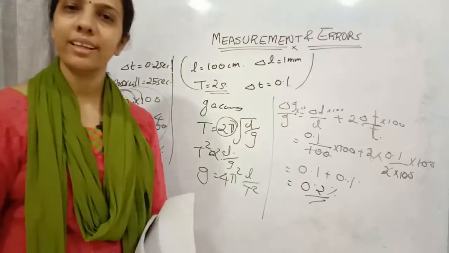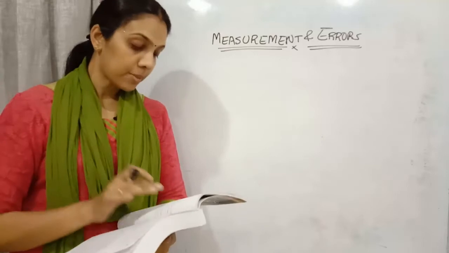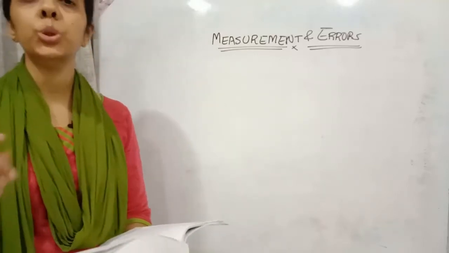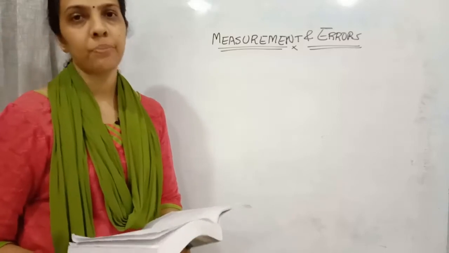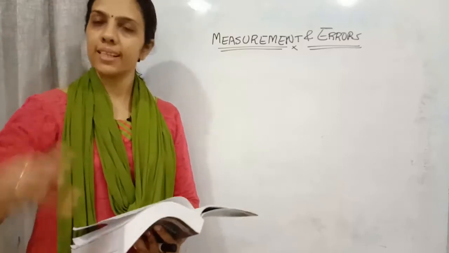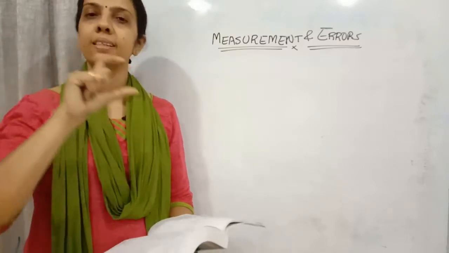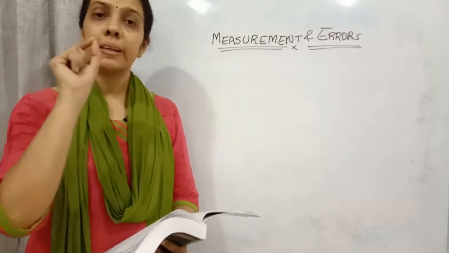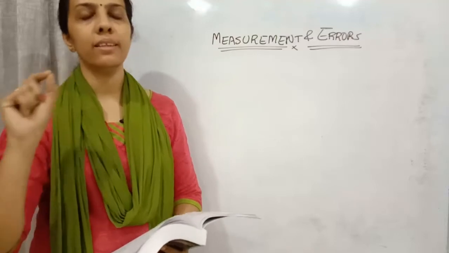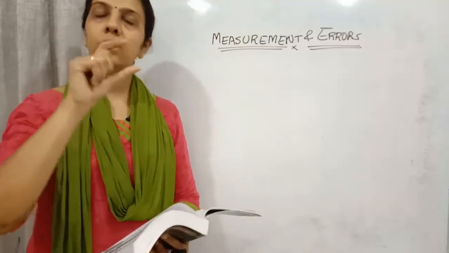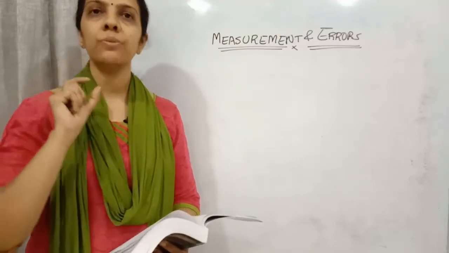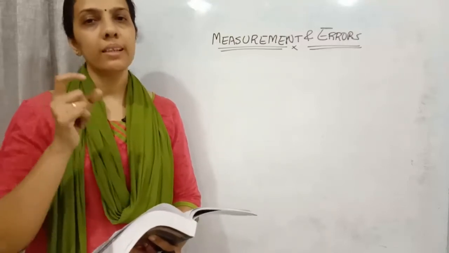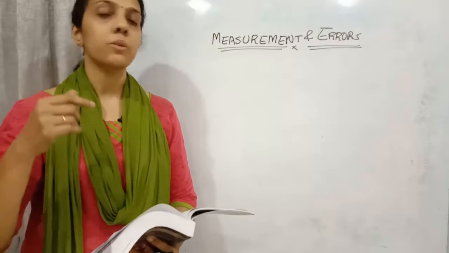Clear? Next, I am going to explain assertion reason type questions, and how to do them. One sentence will be given as the assertion, and one sentence as the reason. What you should do is first read both the assertion and the reason. Check whether the assertion sentence is correct or not, and whether the reason sentence is also correct or not.